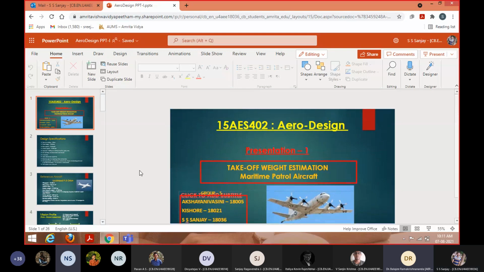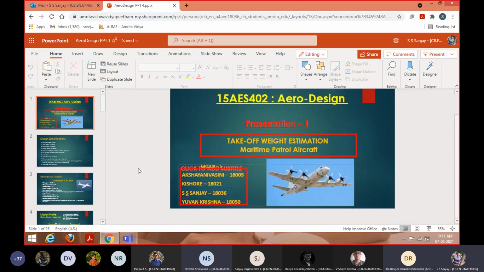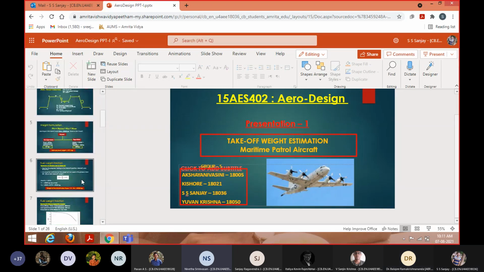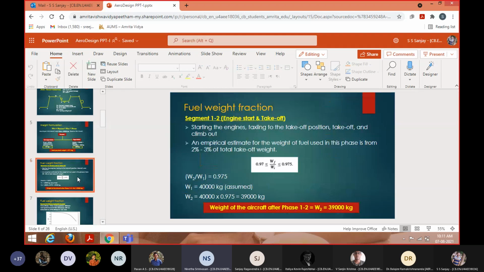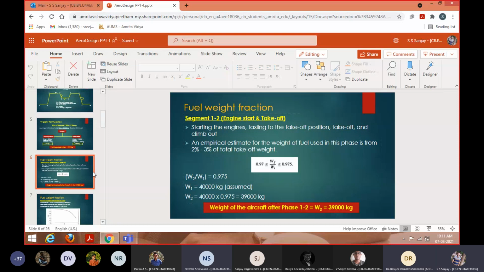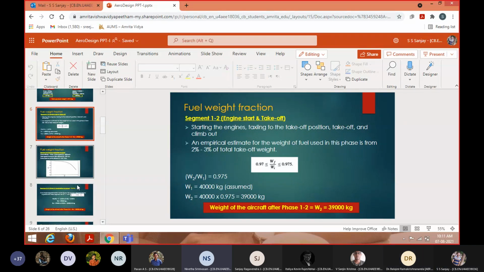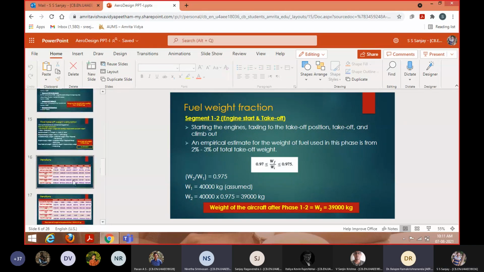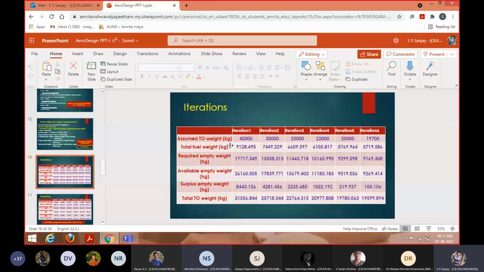Yes, Niveta, I just wanted to clarify one thing. When you take the assumed takeoff weight initially, you are computing the fuel weight. You're computing the weight after each segment, right? So when you do the iterations, are all these steps followed, as in, you find the weight for each step again? Yes, I'm finding this.